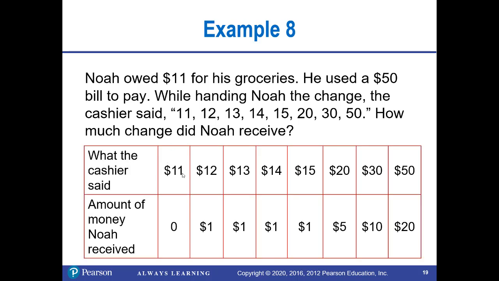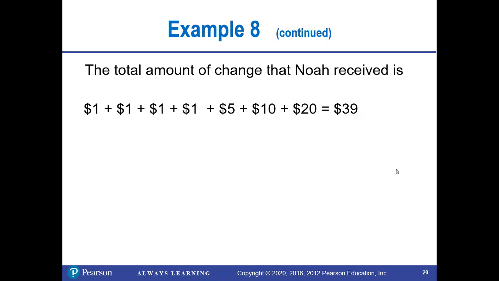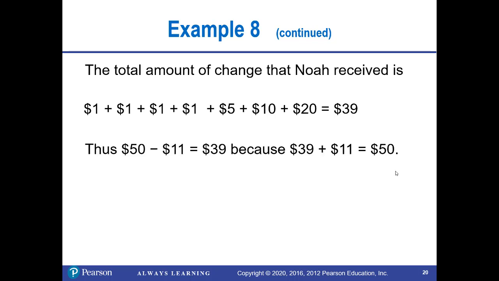So what the cashier says when she says 11, Noah's gotten $0 back. And then as the cashier gives Noah his change, they say 12, that means $1 more, 13, $2 more, 14, $3 more, 15, $4 more, 20 is an extra $5 then. So 1, 2, 3, 4, 5. 4 plus 5 is 9, and then 30, that means a $10 bill was given, and then 50, a $20 bill was given. So Noah would get $39 back, which makes sense because 50 minus 11 is 39.